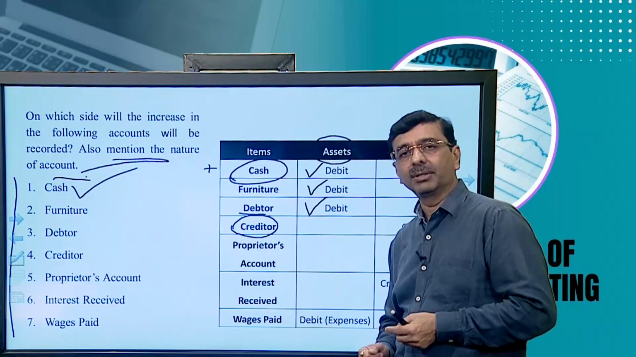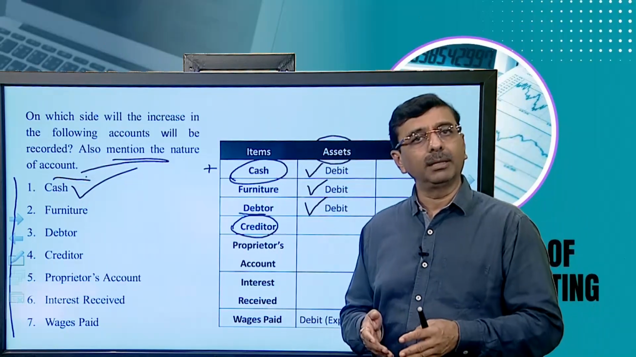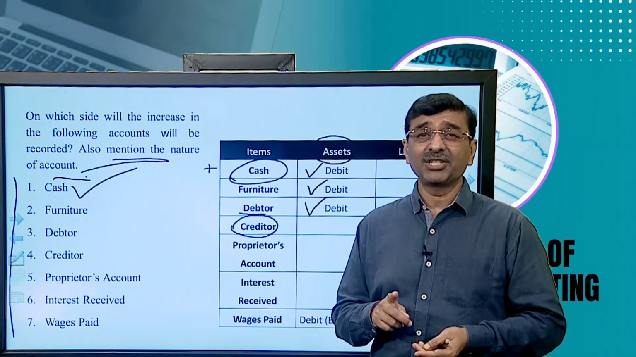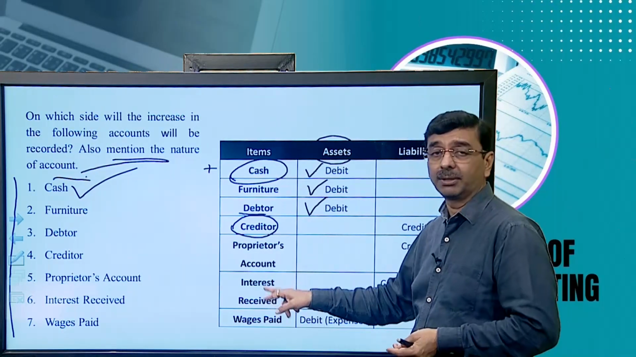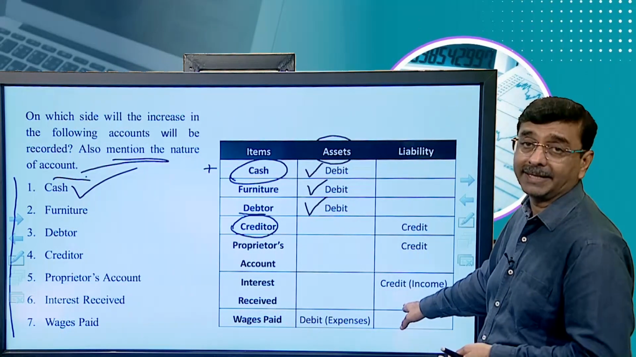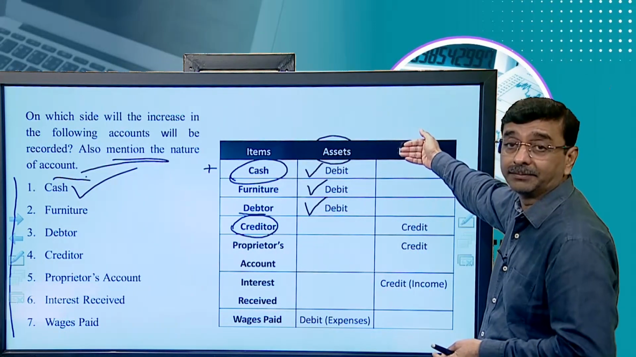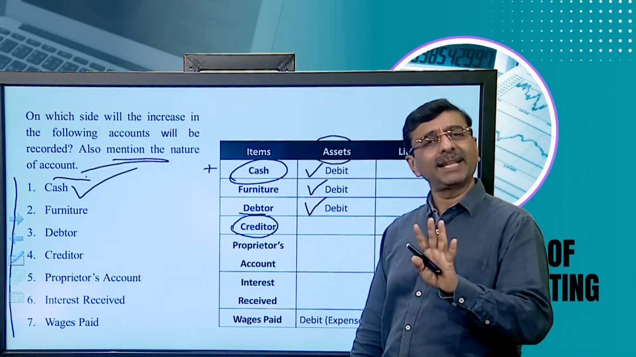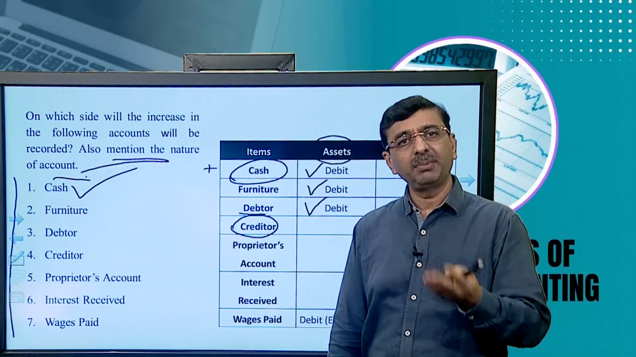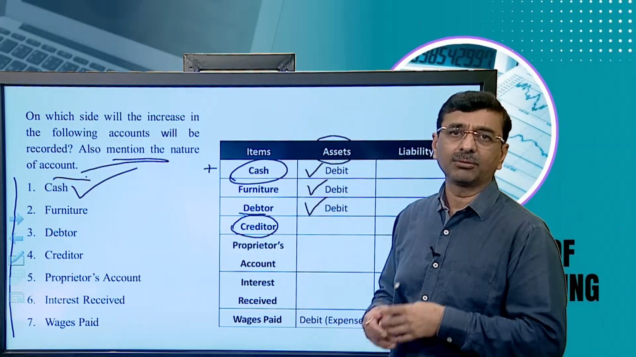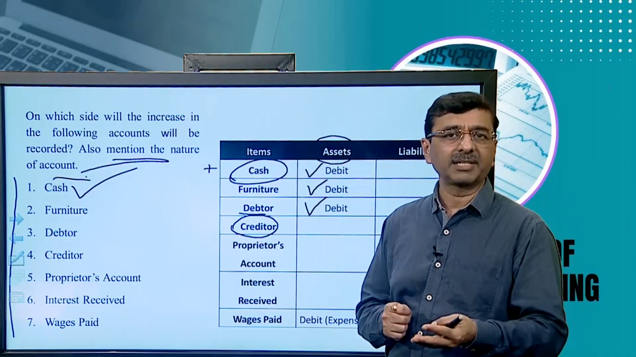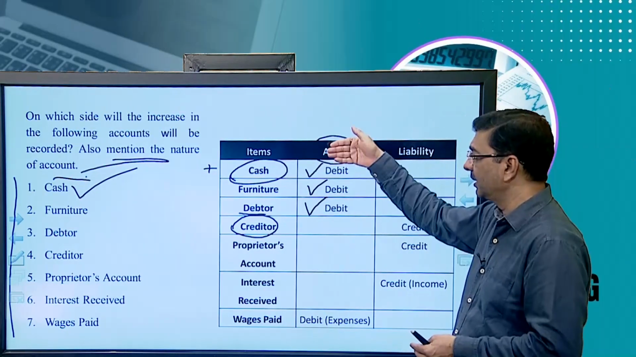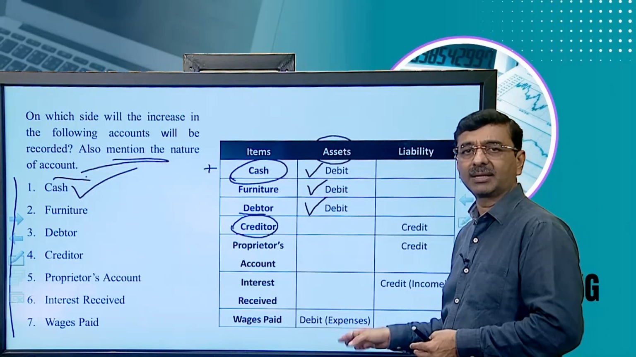Next is interest received. It's an income. Income is a nominal account, and income is always credit. That's the basic nature of this item. Anyway, it's also received, so interest received is considered credit as an income. It is not a liability, it is income, that's why it's credit. Wages paid is an example of an expense. As per the nominal account, expenses are debited. So here wages paid, debit, expense. It is not an asset, it is an expense, that's why it's debit.